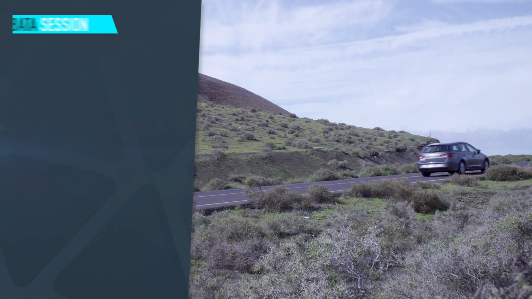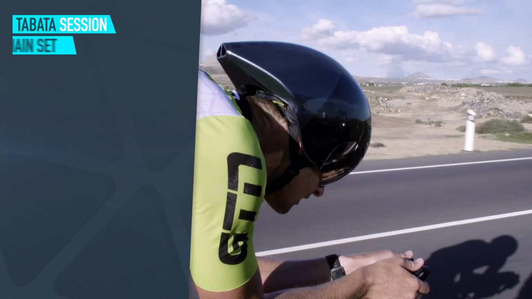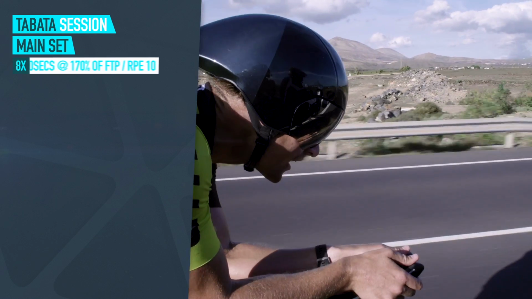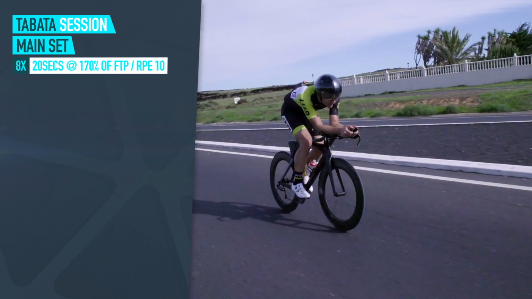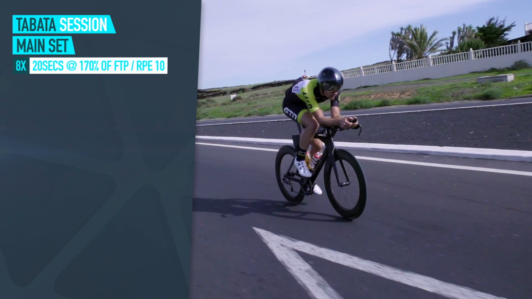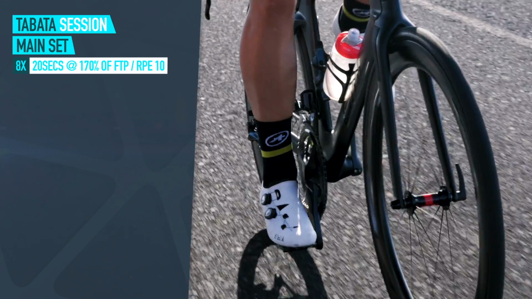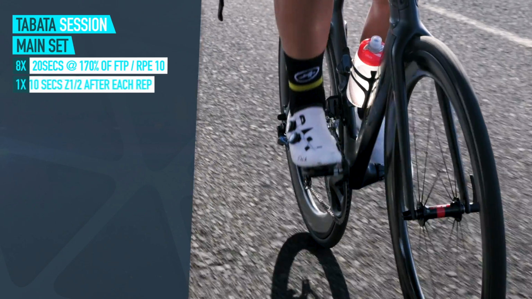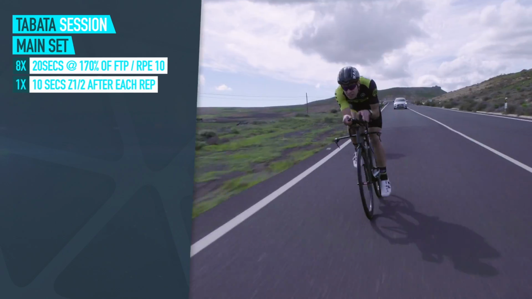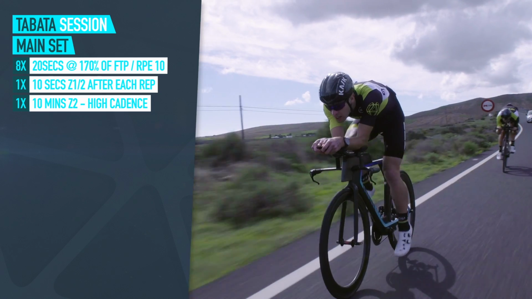So a session would be a main set of 8 times 20 seconds at 170% of your FTP. But it's going to be hard to record a heart rate for this shorter duration of time, so just use an RPE level of 10, followed by 10 seconds easy zone 1, zone 2 spinning, leading into 10 minutes of zone 2 high cadence work.